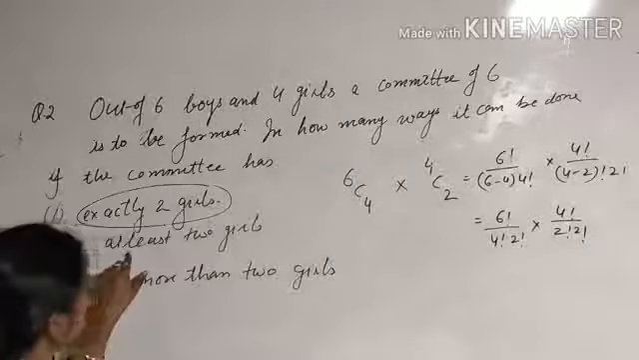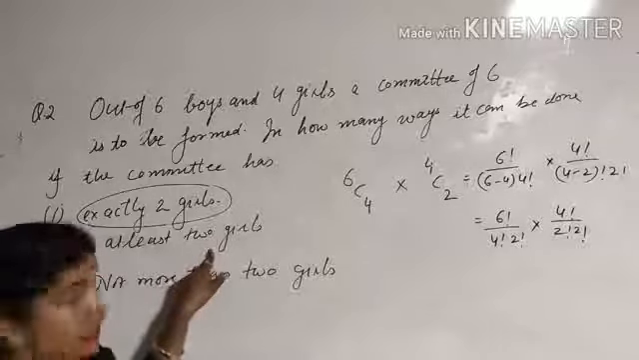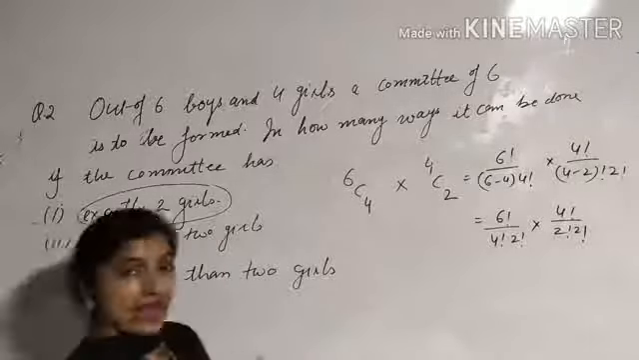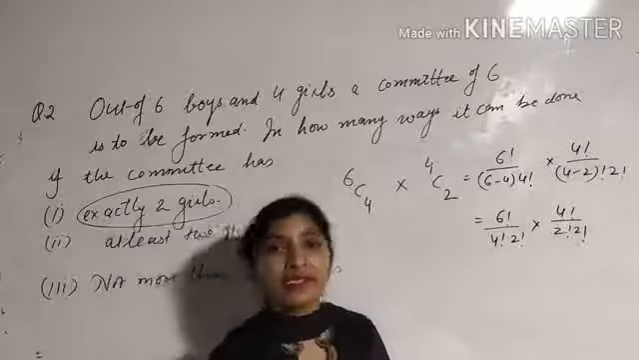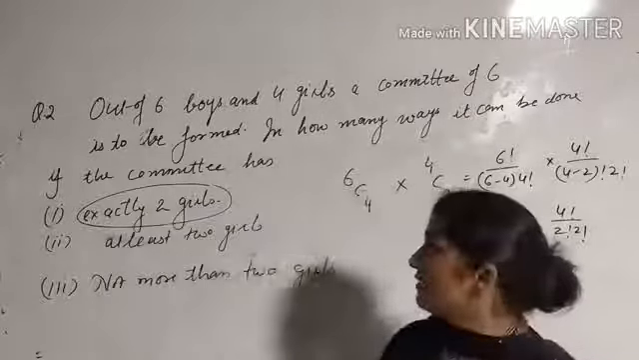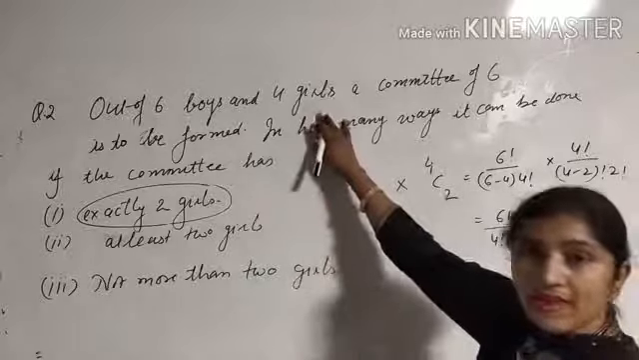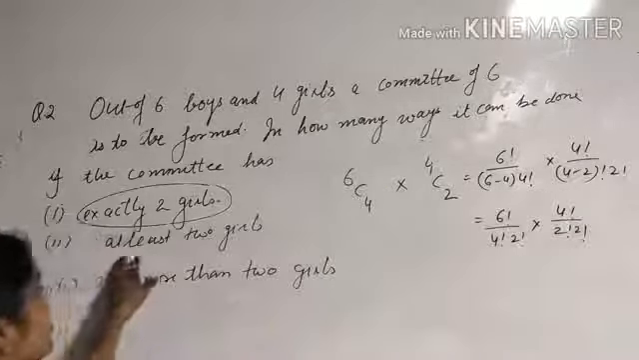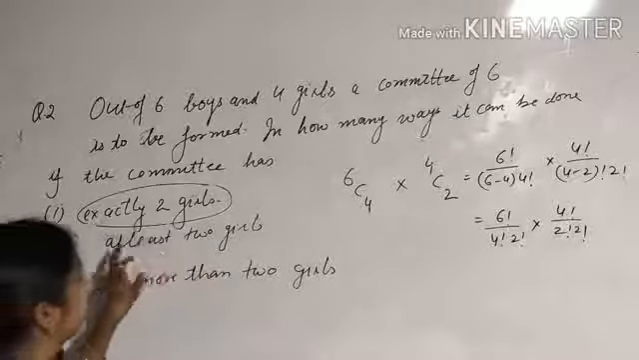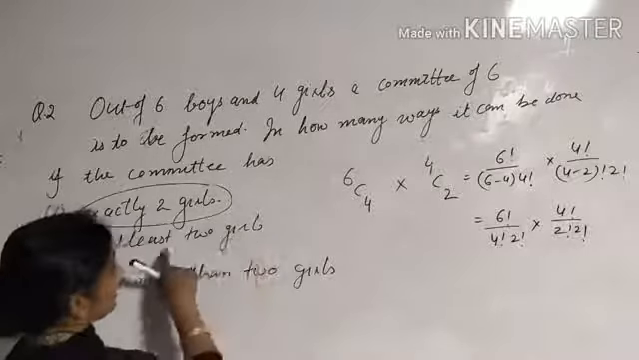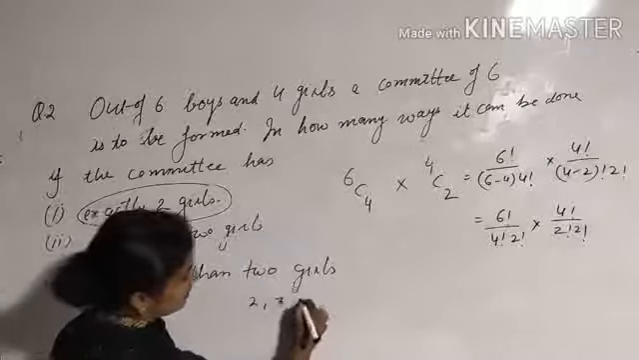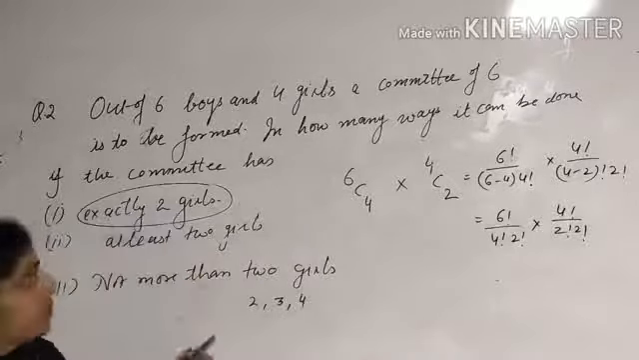Next, for the second case, at least 2 girls means you can have 2 girls, you can have 3 girls, 4 girls, maximum 4 girls you have. That means the committee must have at least 2 boys. See, if we have at least 2 girls, it means girls may be 2, 3 or 4. At least 2 girls. Okay.